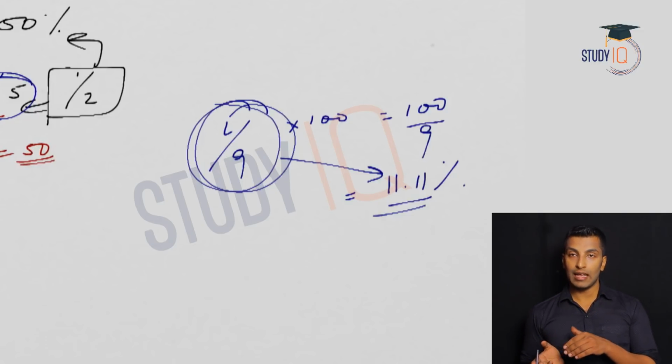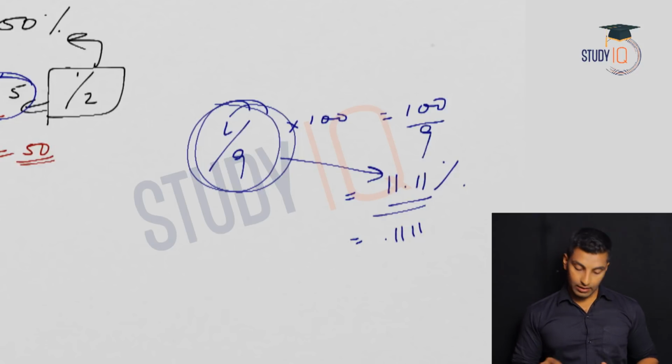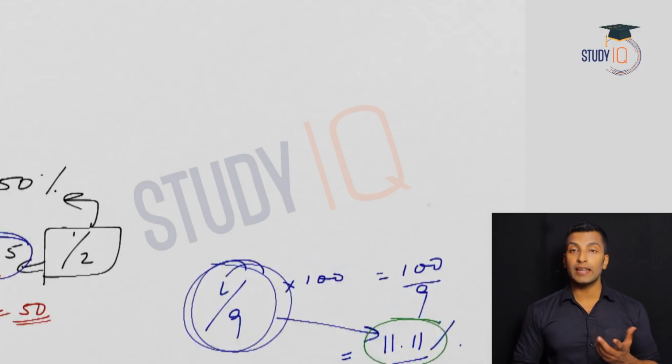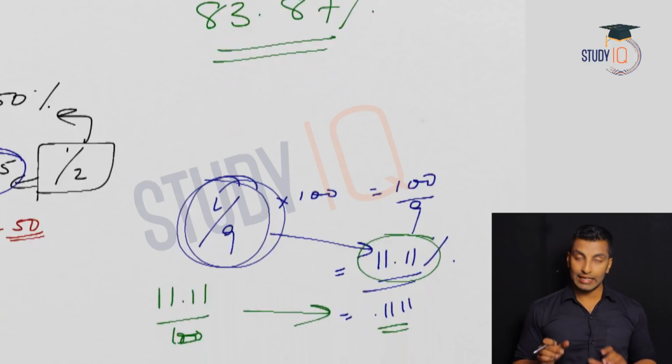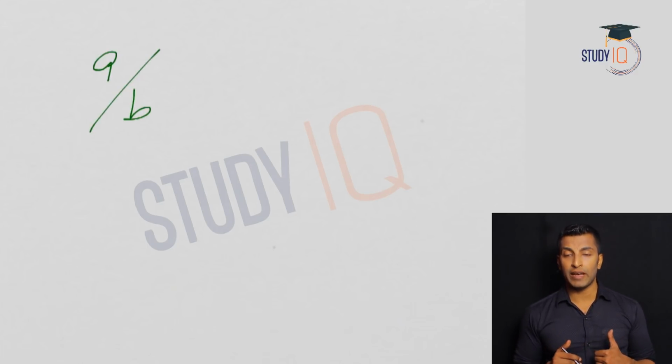Now if you need to convert this to a decimal, you need to shift 2 places to the left, and then it becomes 0.1111. Why? Because this 11.11 is in percentage, which means divided by 100, so shift 2 places to the left. If you have a percentage like 83.87, where the ratio is given in percentage, and you need to express this as a decimal, you just shift 2 places to the left, so it's nothing but 0.8387. A ratio will be like this: a by b or x by y.